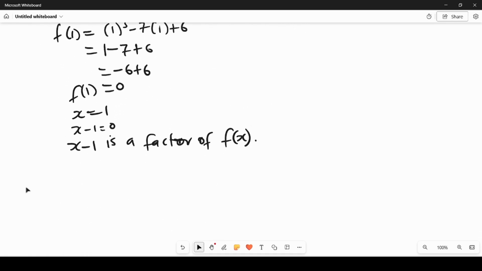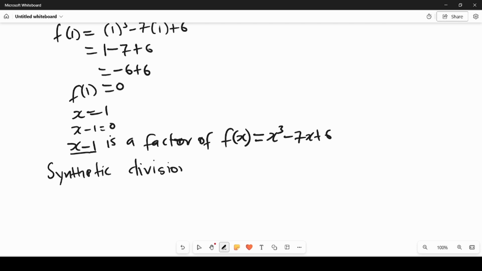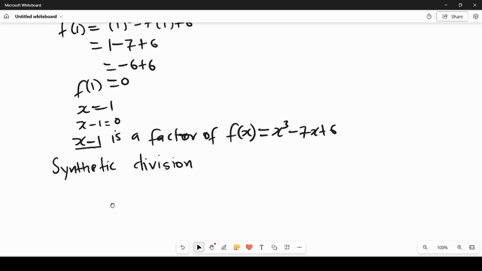So let's find other factors by dividing this into the given polynomial, x to the power 3 minus 7x plus 6. We're dividing this into that to get other factors. We can use different methods of dividing, so let's use synthetic division. This is the most straightforward. Synthetic division, how does it work?